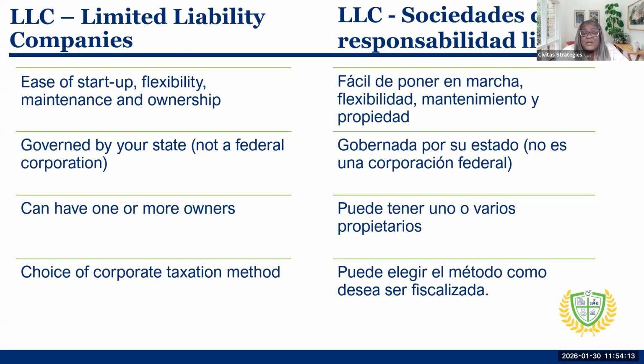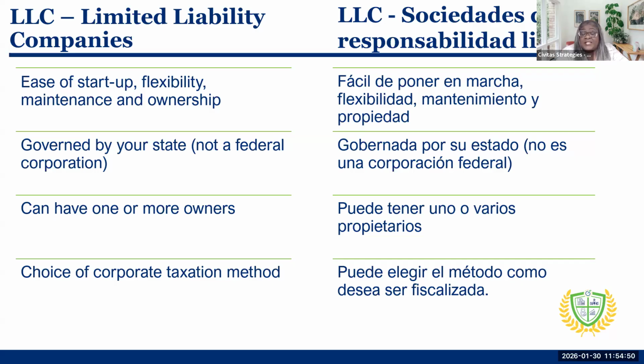All right, so we save the most typical classification for last, which is the LLC, or limited liability company. This usually offers small business owners the greatest ease at startup. It has the most flexibility, and I'll talk about that flexibility in terms of ownership. LLCs can be owned by one or more individuals and are governed first by your state. That basically means that they are state level corporations, not federal.